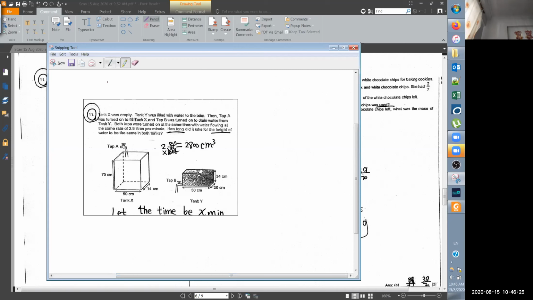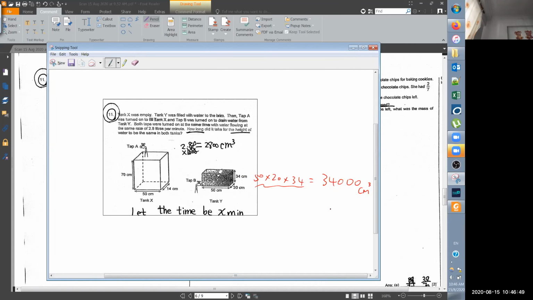So it says tank X was empty, tank Y was filled with water already. So tank Y, okay here. So what is the volume here? Is 50 times 20 times 34. So total up how much? 34000 right? cm cube, right? So this is the V of tank Y. Am I right?